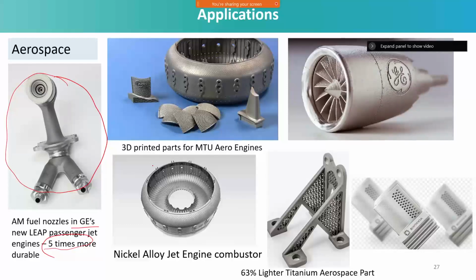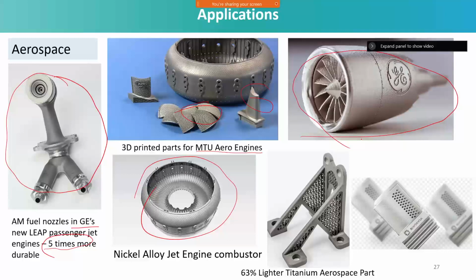And here are 3D printed parts for an aero engine. Different parts they have printed with lattice structures, and the entire combustor is being built. GE also proved they have built complete working turbines using 3D printing or additive manufacturing technology. And this is again a classic example of light weighting, 63% lighter than the normal component, produced without sacrificing the functional requirement.